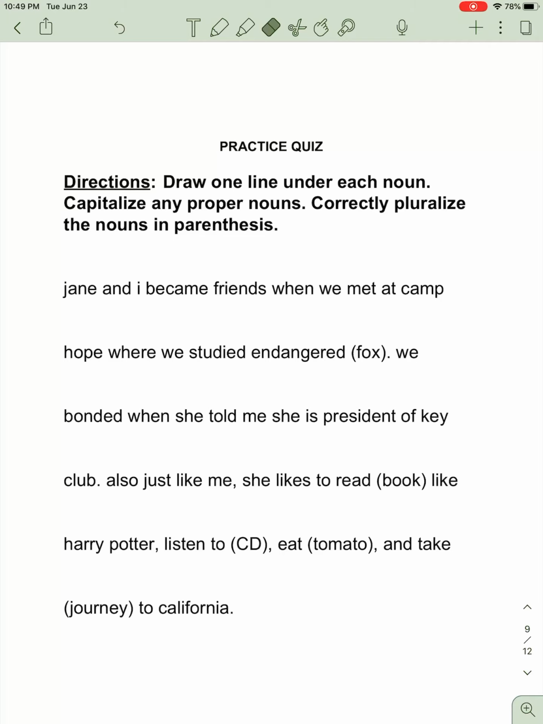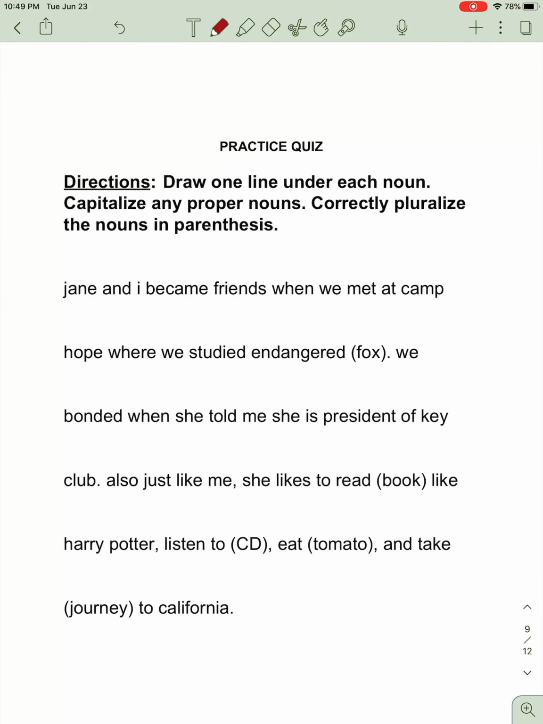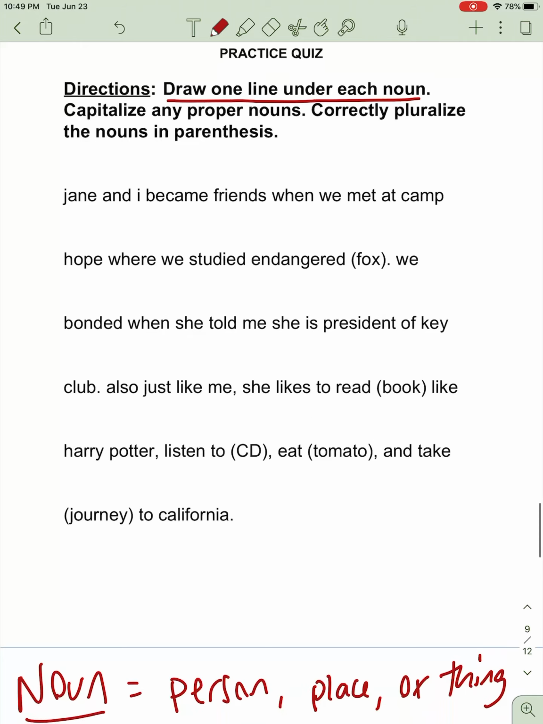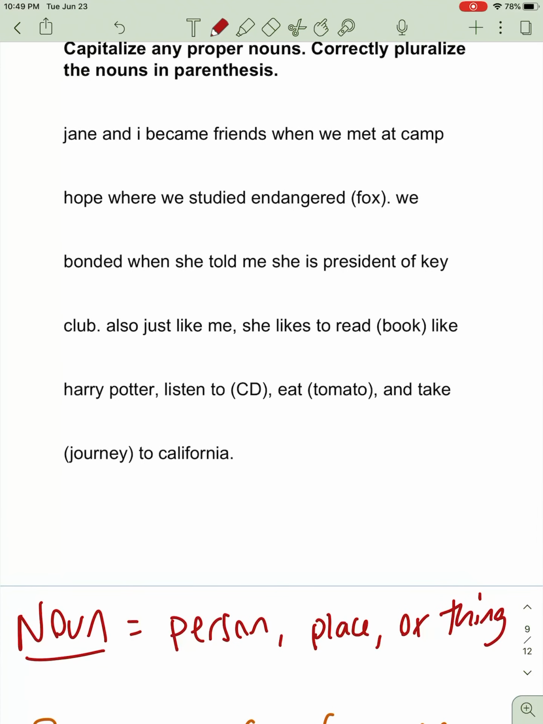All right, so the first thing that you need to do on your actual quiz coming up, the first skill that you need to master for the Nouns grammar unit is identifying nouns in a sentence. So you're going to draw one line under each noun. So let's just review and make sure we understand what nouns are. Nouns are a person, place, or thing.